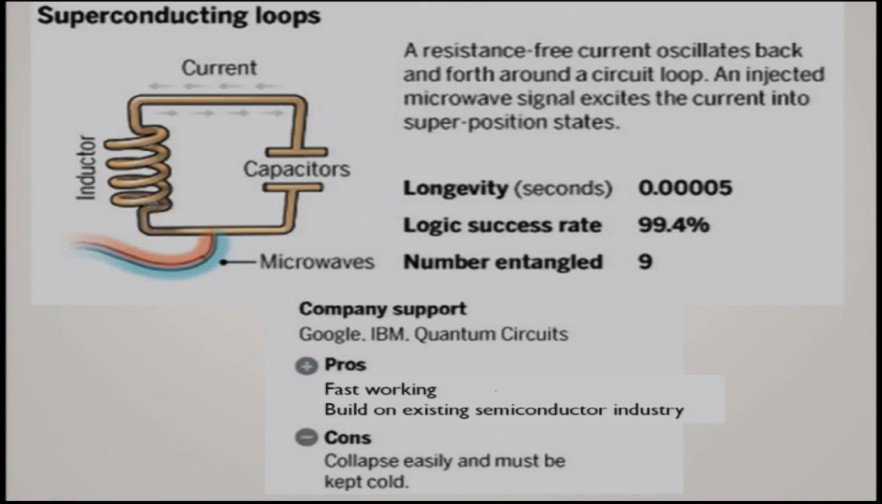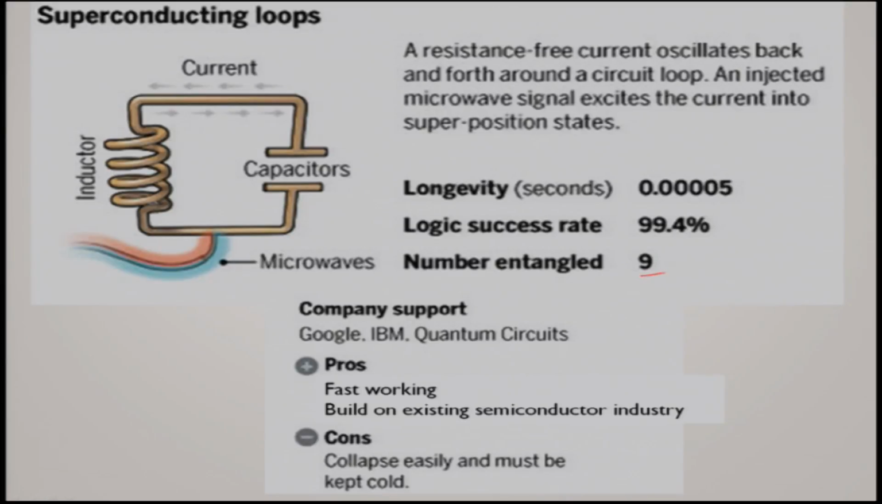Basically, this whole principle is based on superconducting loops, the idea of a resistance-free current that oscillates back and forth around a circuit loop. An injected microwave signal excites the current into superposition states, and this can be put into a lot of developments. This is one of the principles and associated environments that gave rise to the advantages we discussed so far.